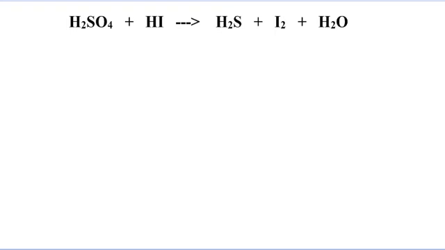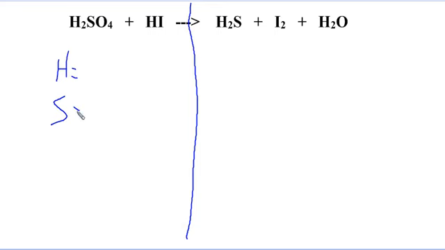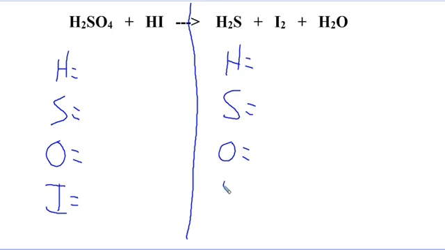All right, so moving on. To balance this equation, we're going to write down the elements on both sides: H, S, O, I. We'll write them in the same order on the other side. Then we're going to draw a line where we want our coefficients to go. Count our atoms. How many?